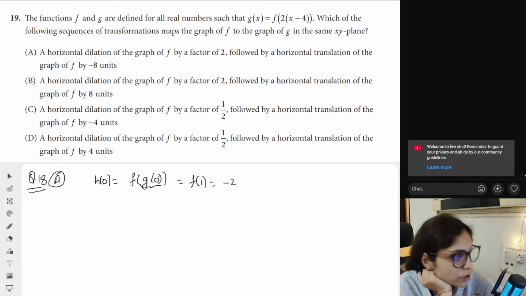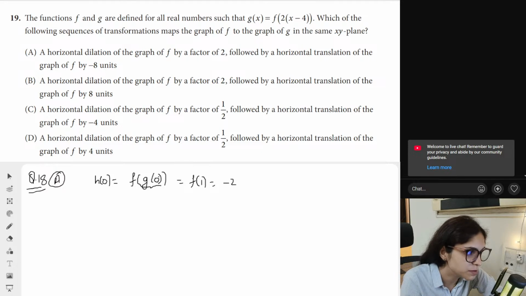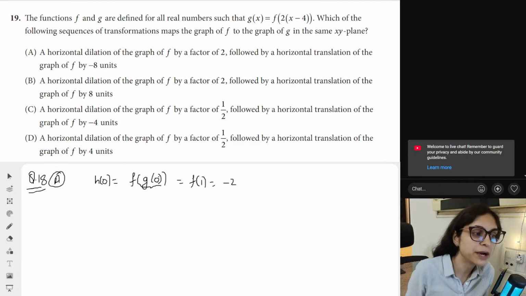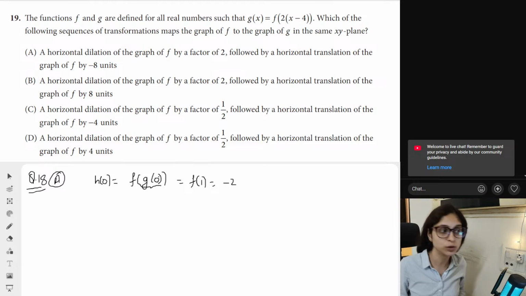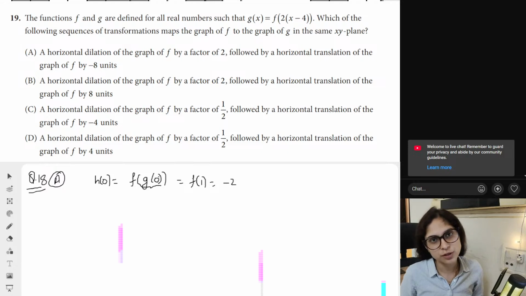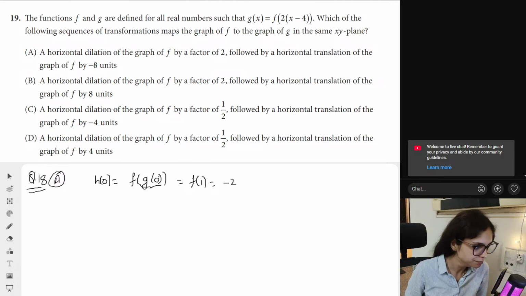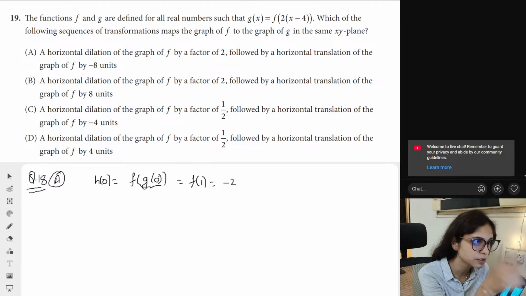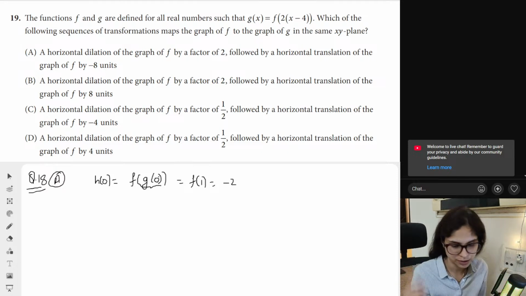Now question number 19, g of x is equal to f of 2 times x minus 4. So what are the transformations? 2 times means there's a horizontal dilation, and for horizontal everything becomes the opposite. If it is multiplied by 2, that means the factor is going to be its reciprocal. So the factor is 1/2 and minus 4 means you're moving right 4. So if you're moving to the right, then it's a plus quantity, so it's option D. Horizontal dilation by a factor of 1/2 and horizontal translation by 4 units.